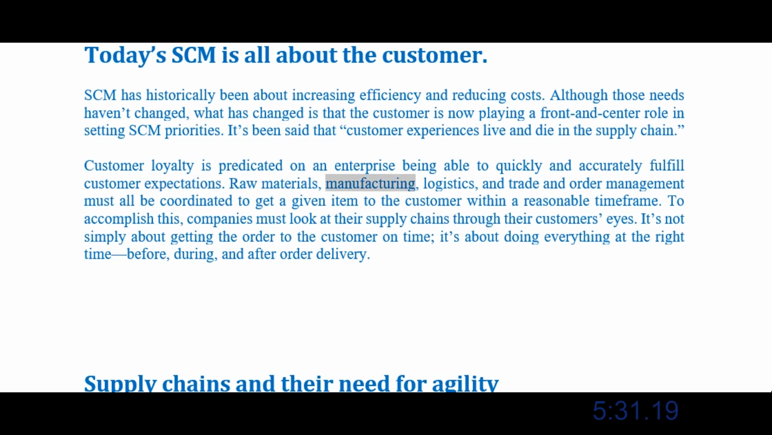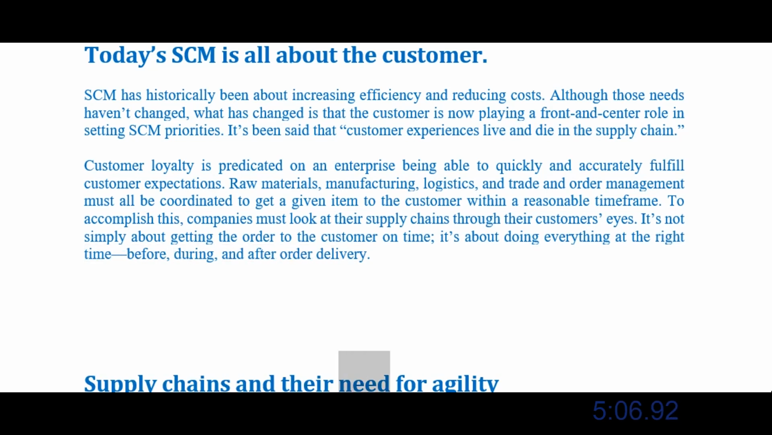Raw materials, manufacturing, logistics, and trade and order management must all be coordinated to get a given item to the customer within a reasonable time frame. To accomplish this, companies must look at their supply chains through their customers' eyes. It's not simply about getting the order to the customer on time, it's about doing everything at the right time, before, during, and after order delivery.